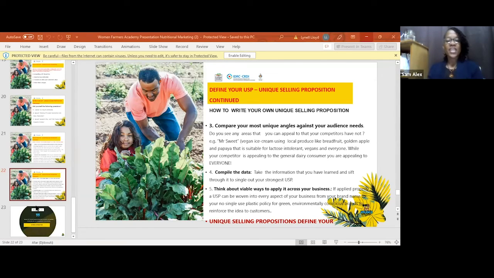So then we have, think about viable ways to apply it across your business, which is exactly what I already alluded to: if properly applied, a USP can be woven into every aspect of your business, from your brand name to your no single-use plastic policy, which is a no-no in my business, or an environmentally conscious brand, and you reinforce it to your customers. So basically your unique selling proposition is embodied in every single aspect of your business.